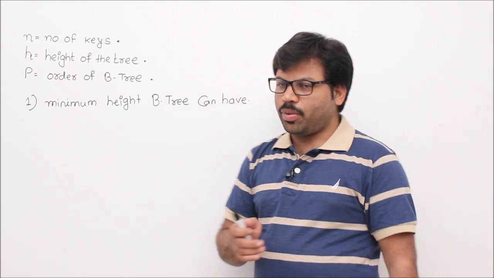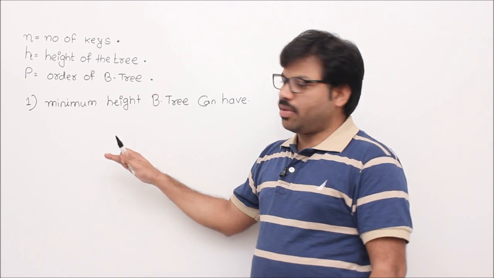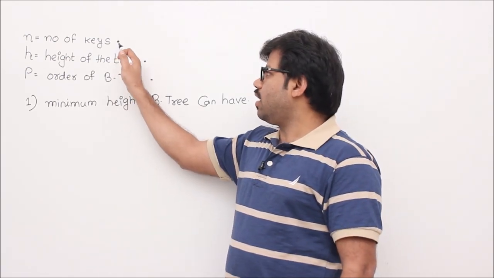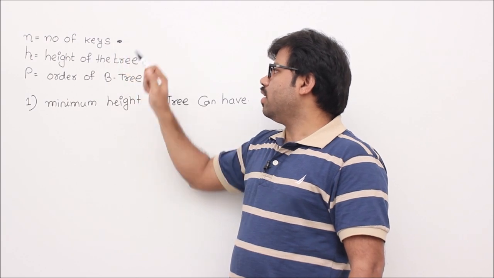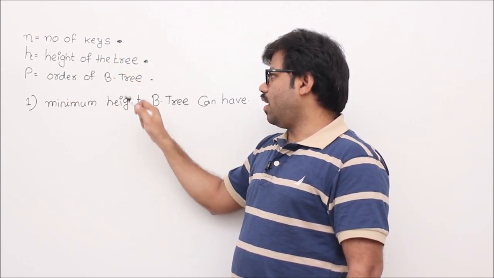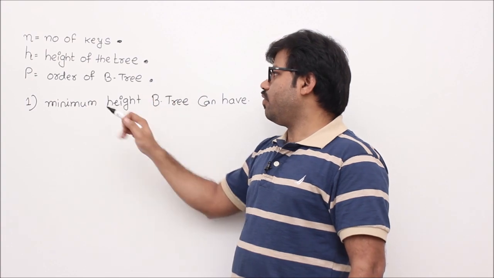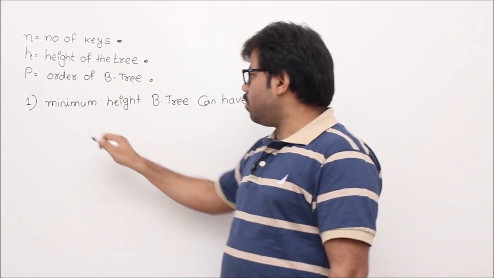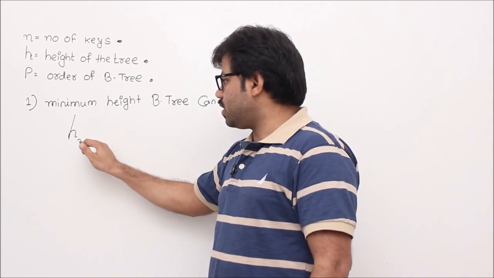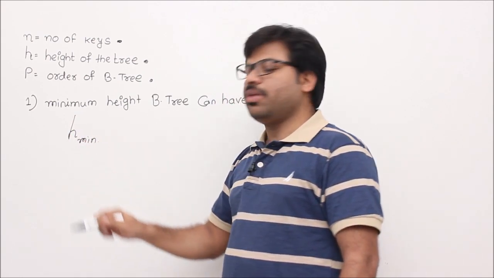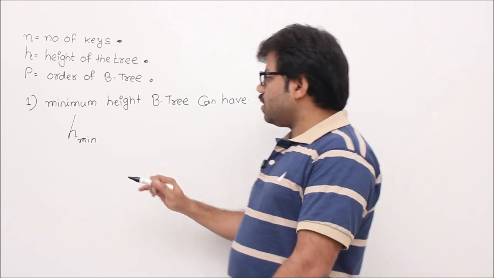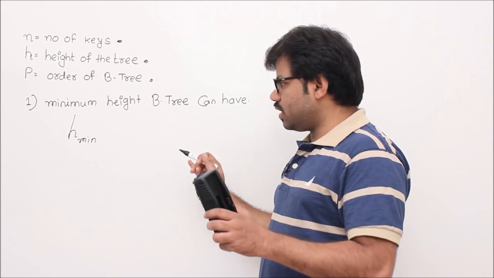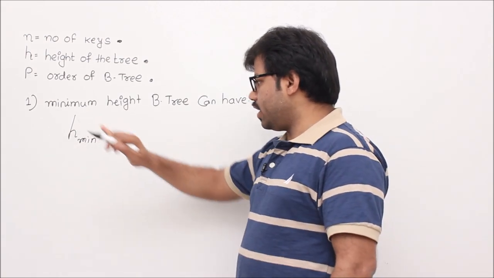That's it. Now we'll see some properties of B trees, like what is the minimum height it can achieve and what is the maximum height. For that, we assume that there are n number of keys in the tree, h is the height of the tree, and p is the order of the B tree. With these parameters we are going to derive the minimum height. Let's denote minimum height with h min. Here h means height and h min is nothing but the minimum height possible. We don't know how much it is, but we use a variable h min.